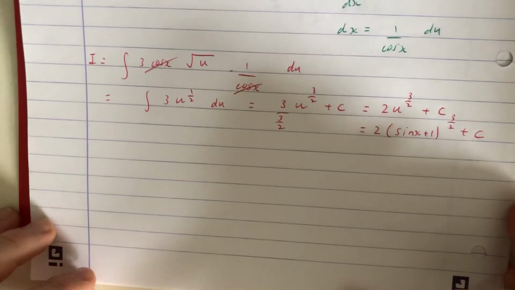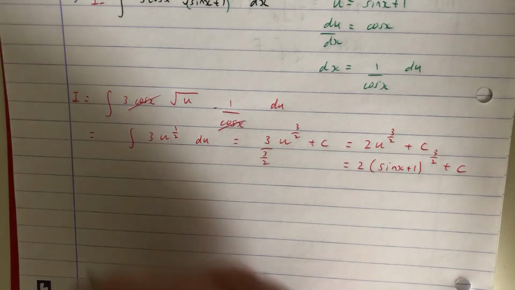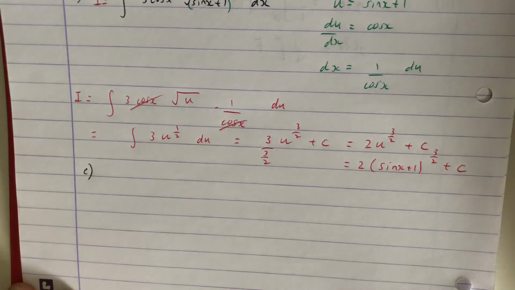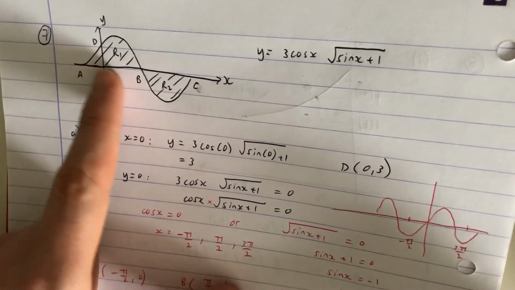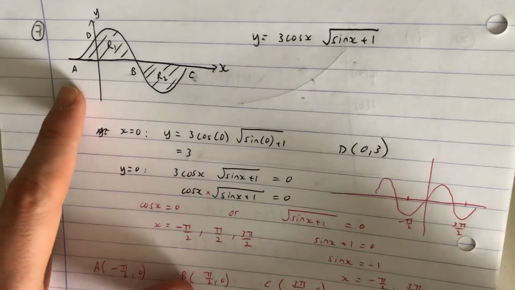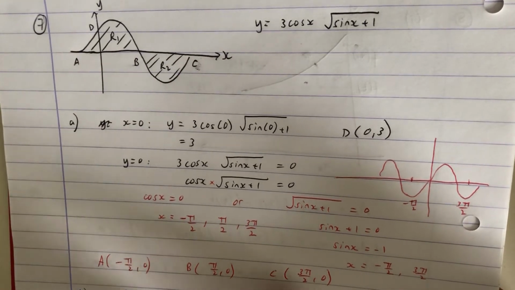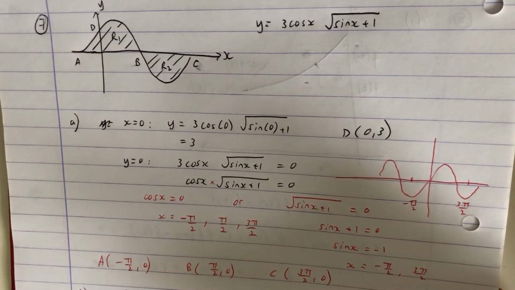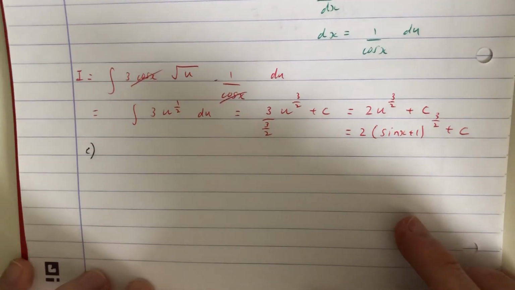Okay, now on to part C, where we're asked to show that the regions R1 and R2 are of the same area and find this exact value. So back to the start, going to work out R1 and R2 using definite integration with the limits, which were minus pi by 2 and pi by 2 and then pi by 2 and 3 pi by 2, and they should be equal to each other. So let's try and do that. So just combining parts A and B effectively.